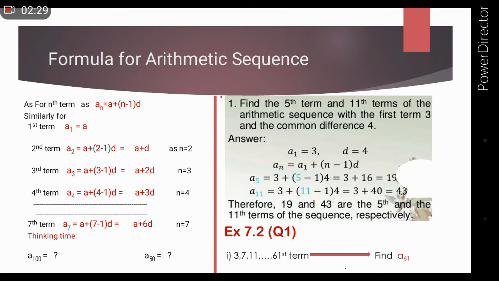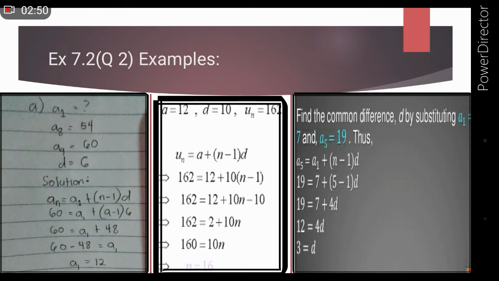Now, as I have told you about the formula, this is the general formula. Now I will explain how you can convert your formula when you have to find A2, A3, A4, A5, A6, where A2 means the second term, A3 means the third term, A4 means the fourth term.